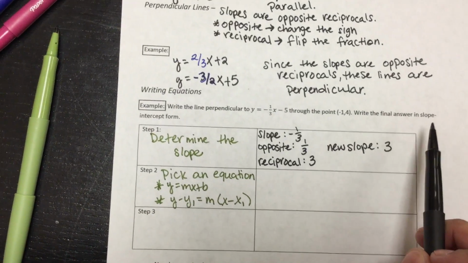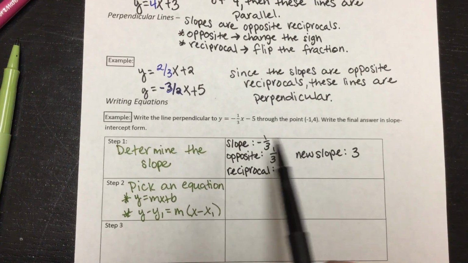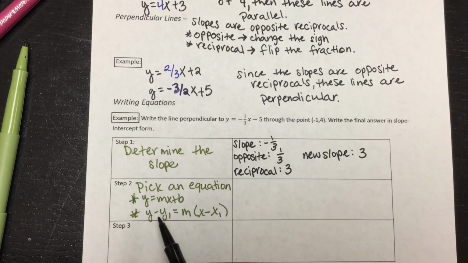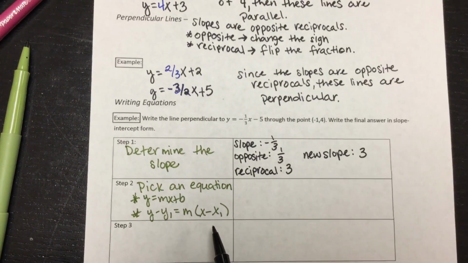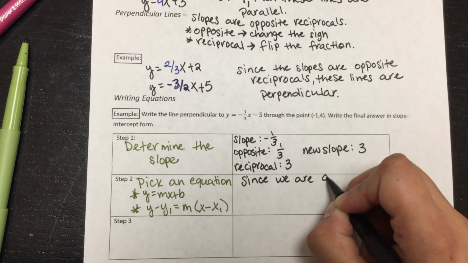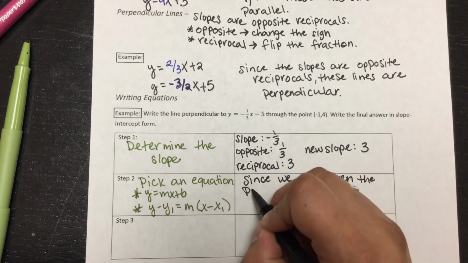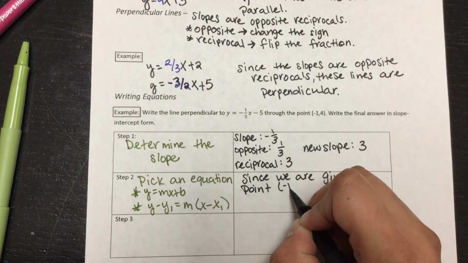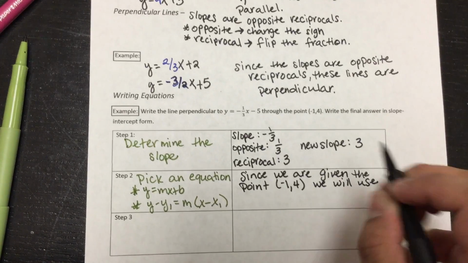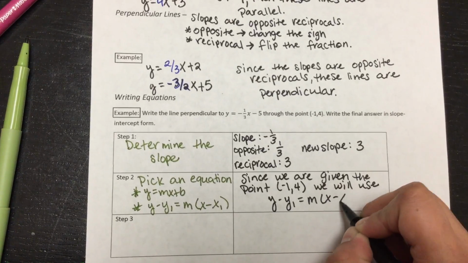I know the question is saying to write it in slope-intercept form. However, due to the information that it's given us, the best equation to pick is going to be the point-slope form. So since we are given the point negative 1, 4, we will use y minus y1 equals m times x minus x1.